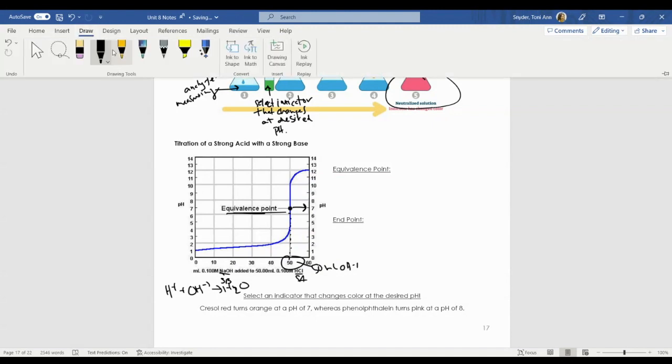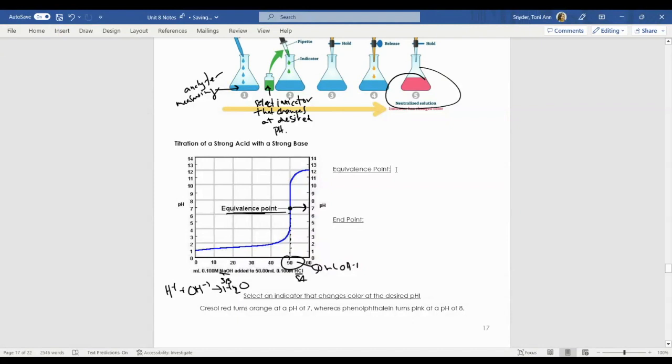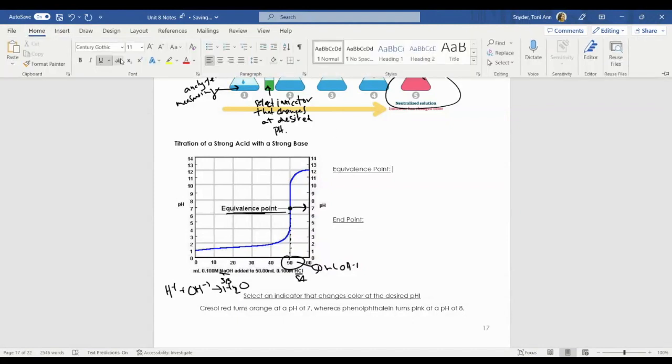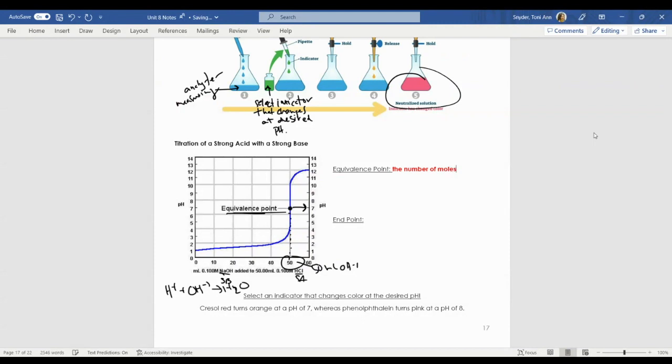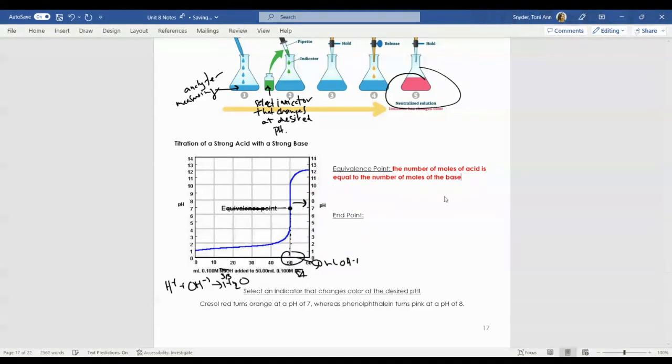So let me get rid of the pen here, and I want to type actually what some of these definitions mean. So you've heard me talk about the equivalence point a couple of times already. But the equivalence point is when the number of moles of acid is equal to the number of moles of the base. And this is really one of the most, if not the most, important parts of a titration, is your equivalence point.